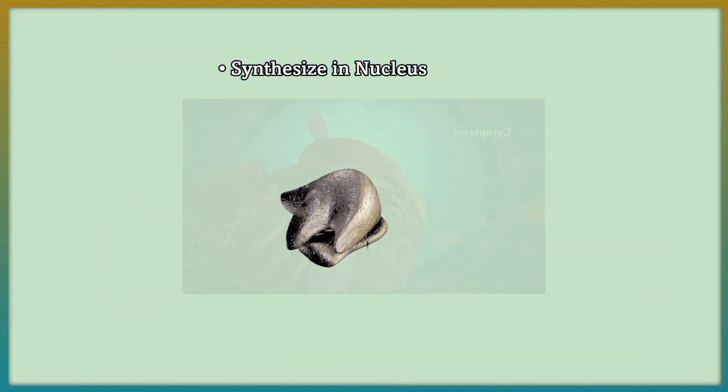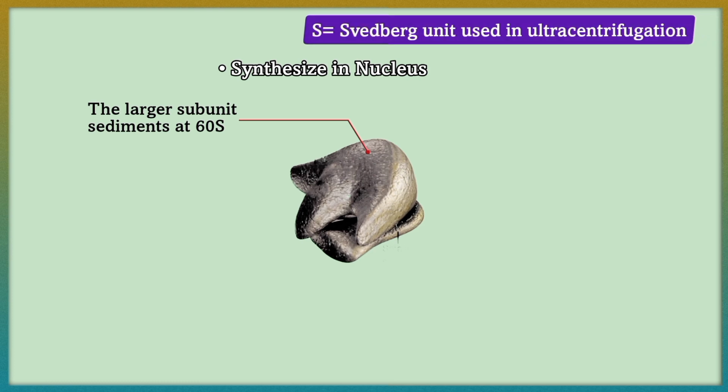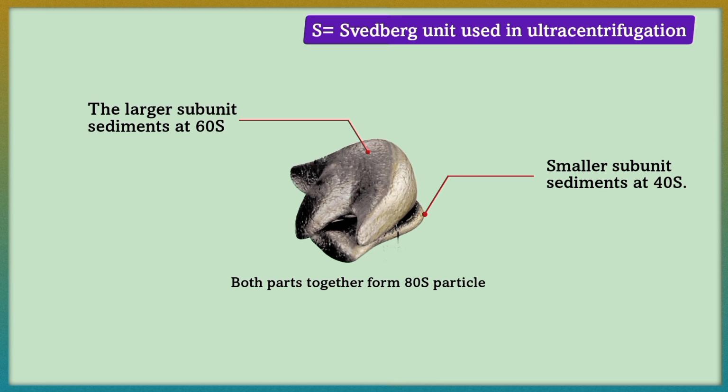Each eukaryotic ribosome consists of two subunits. The larger subunit sediments at 60 Svedberg. Svedberg is the unit used in ultracentrifugation, while the smaller subunit sediments at 40 Svedberg. Subunits on attachment with each other form an 80 Svedberg particle. This attachment is controlled by the presence of magnesium ions.